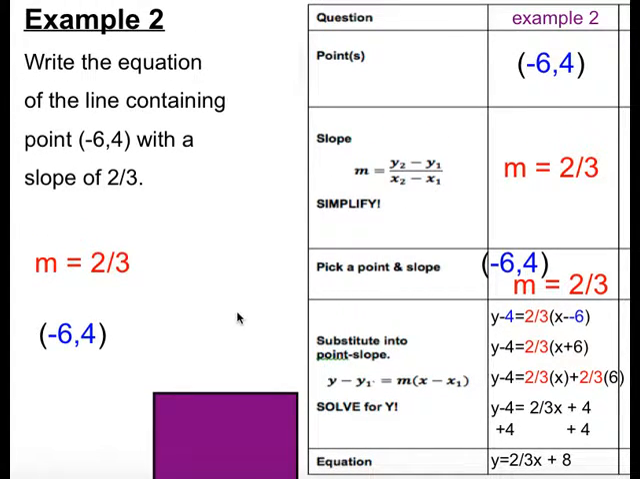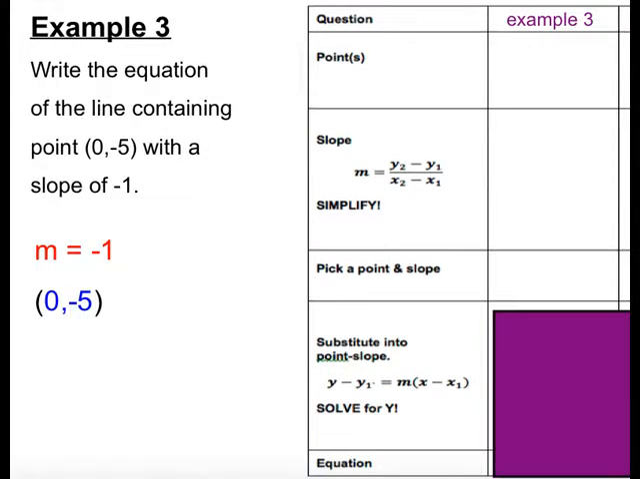So we've done the situation where we just had normal integers for slope and points. We've done the case where we had a slope that's a fraction. Now for the last example, what we're going to do is where I'm going to let x or y be 0. So the equation we're going to do is it says write the equation of the line containing the point 0, negative 5 with a slope of negative 1. So m is going to be negative 1 with a point of 0, negative 5.